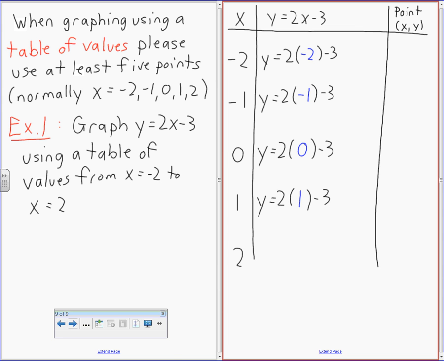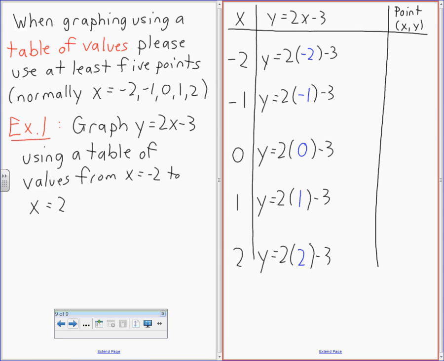And finally, can someone, fifth person, be brave, please? Karina, go ahead. Y equals 2 times 2 minus 3. Lovely. Okay, so I think we got the pattern. And you can see I just chose to do -2 to 2. You could do any values.